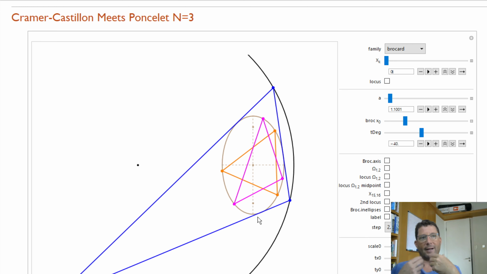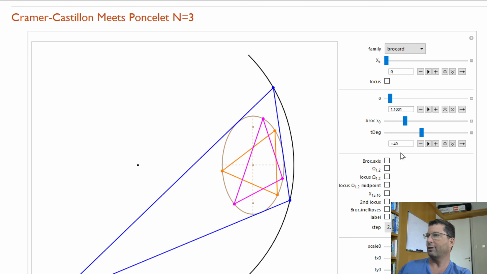So now I'm saying, okay, if I let the Brocard porism triangles be P1, P2, P3, or ABC in the Wikipedia notation, of my Cramer-Castillon problem, the Cramer-Castillon problem now is going to be looking for two triangles inscribed in this elliptic caustic. Are there cool properties for the two solutions?